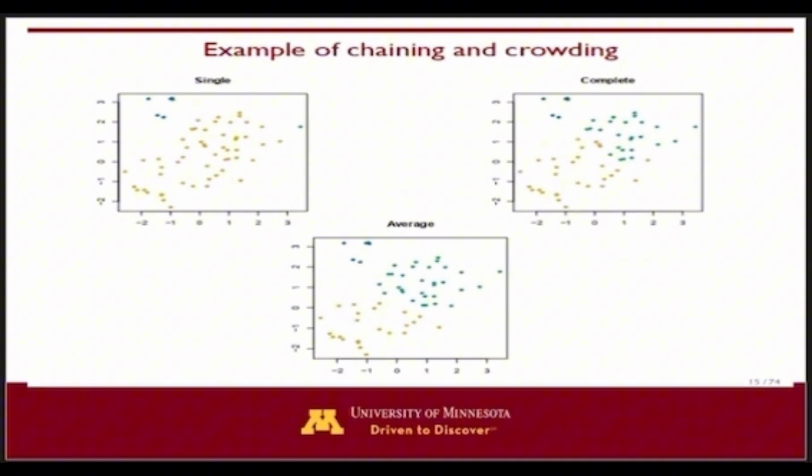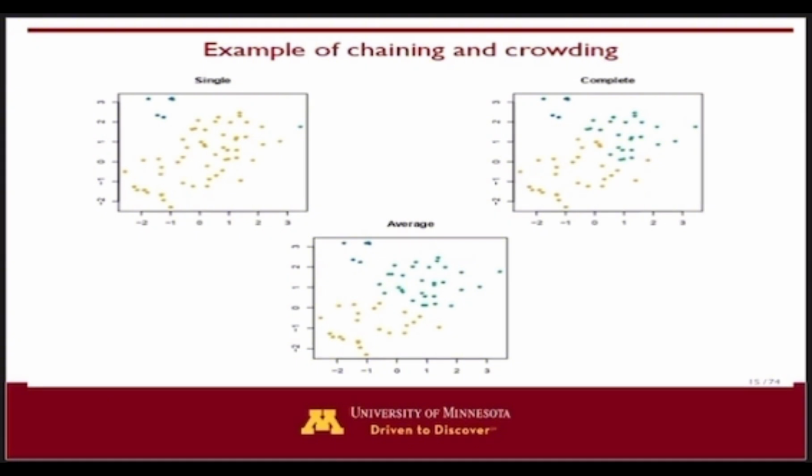There's another one that we call Ward, W-A-R-D. That very one minimizes variance within clusters. I'm going to say this again. The single linkage minimizes the minimal pairwise distance between two clusters. The complete minimizes the maximum. Then the average minimizes the average distance, but Ward minimizes variance within clusters.